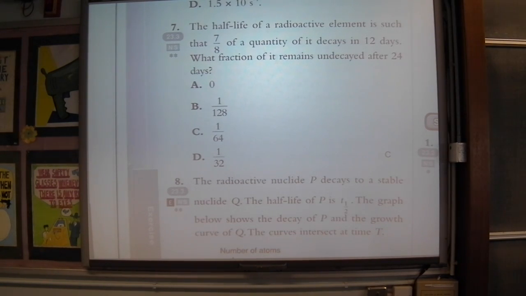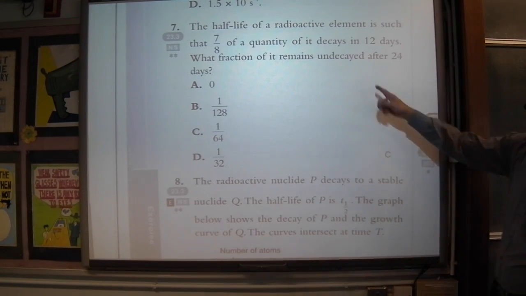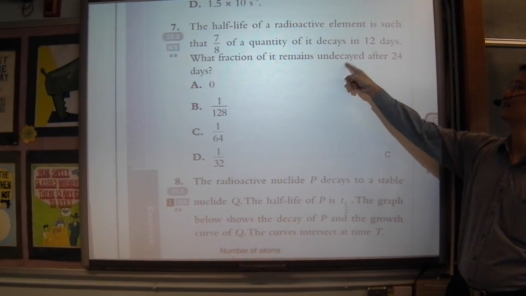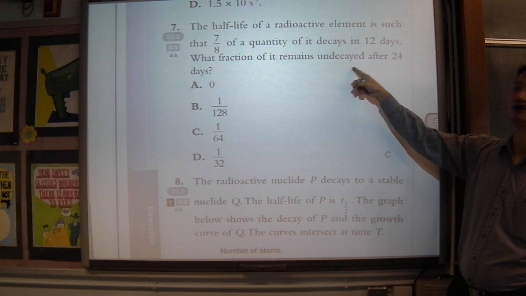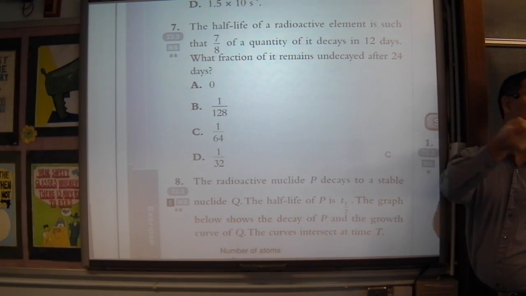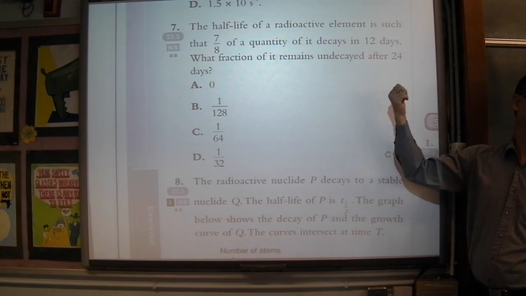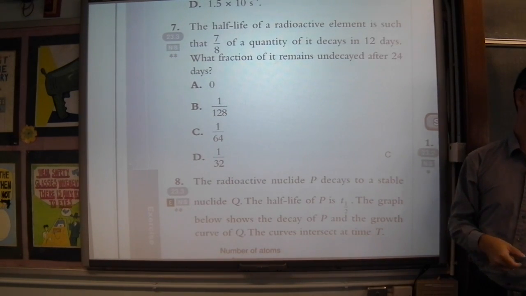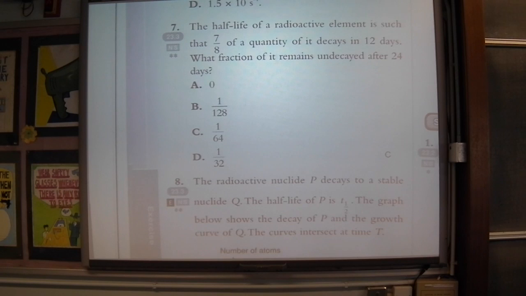7/8 decayed, so how much has not decayed? It's 1/8. So 12 days accounts for 3 half-lives. Now, what fraction of it remains undecayed after 24 days? Once we know that the half-life is 3 days, we know that this amounts to 6 half-lives. And we can continue the process.